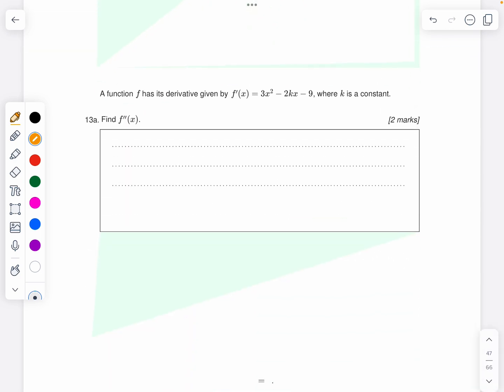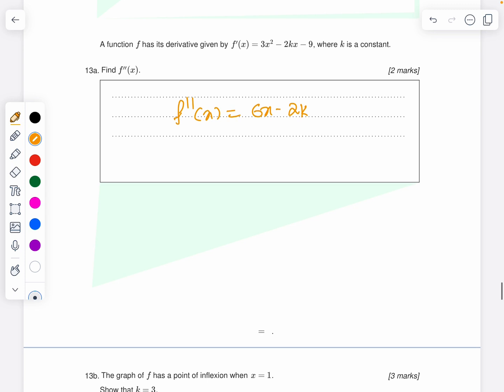Now question number 13. A function has a derivative f prime x equals 3x squared minus 2kx minus 9. Find f double prime x. So what is f double prime x? 6x minus 2k. The graph of f has a point of inflection at x equals 1. Show that k equals 3.